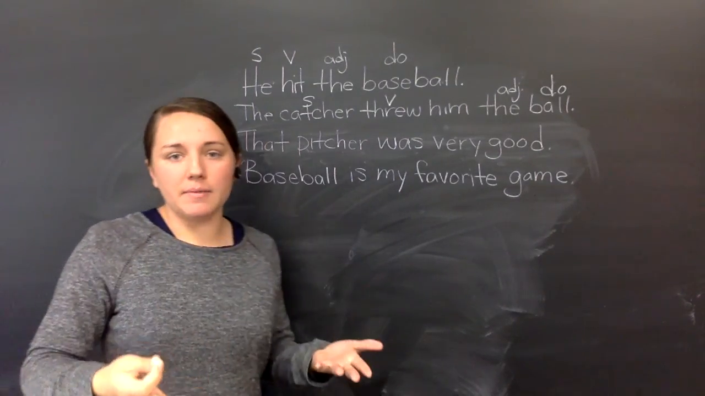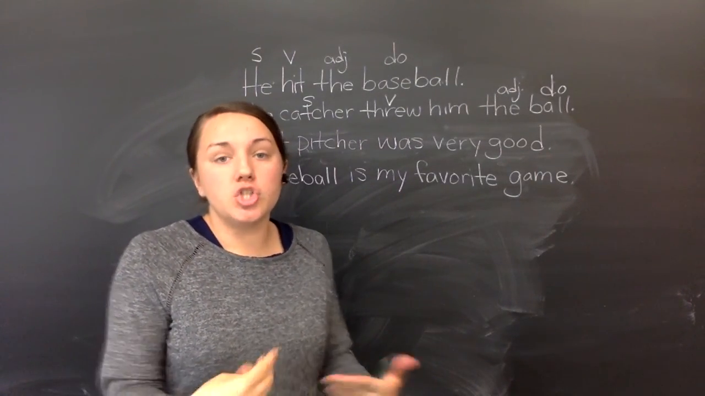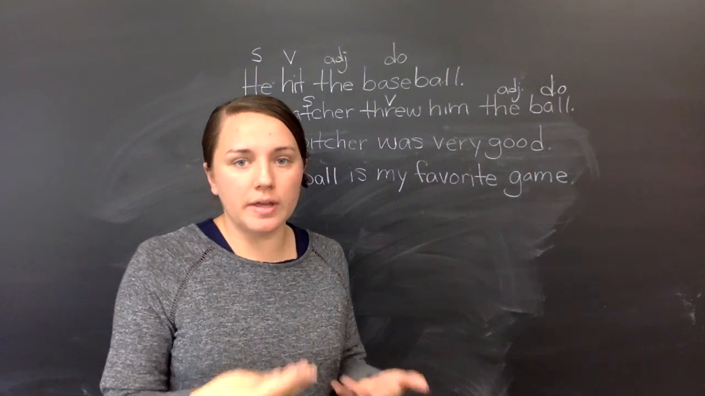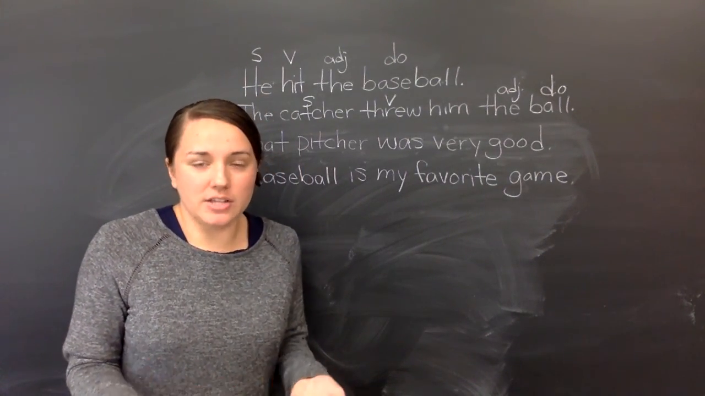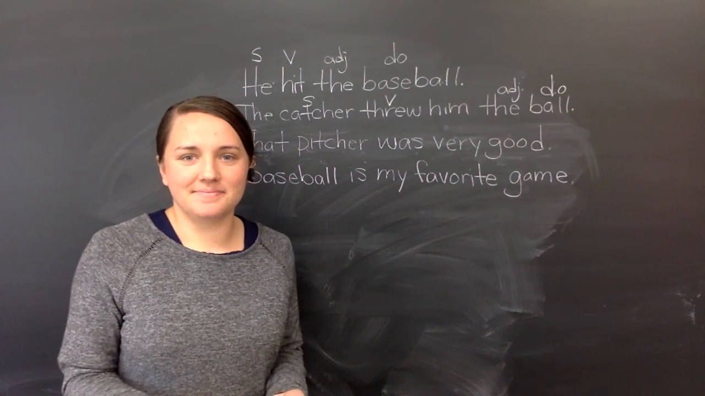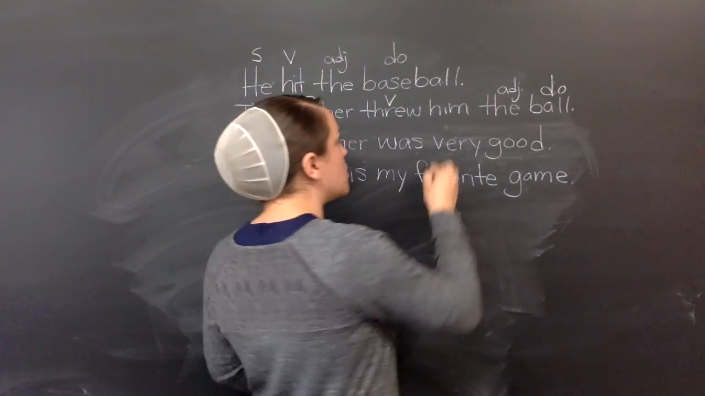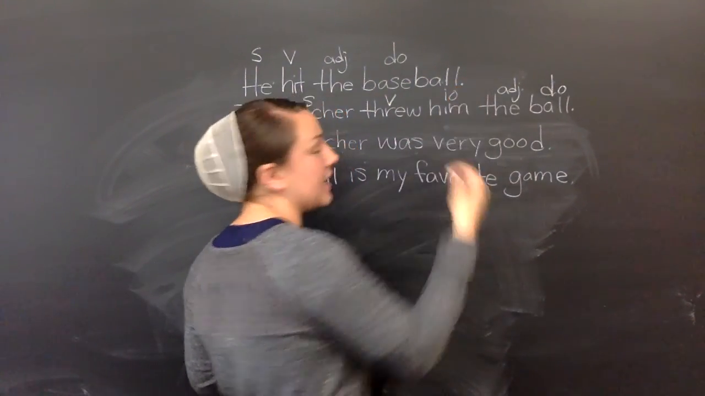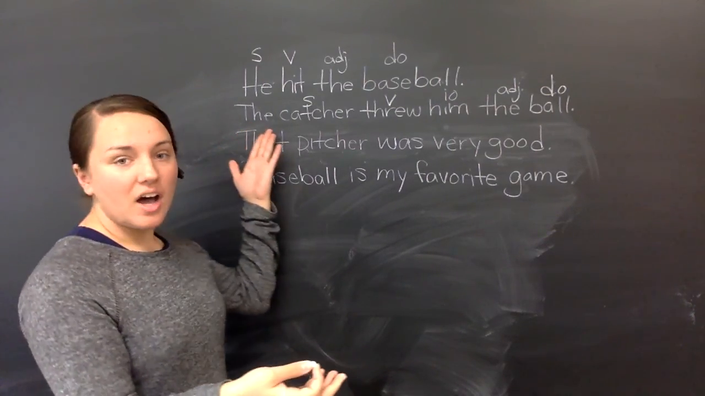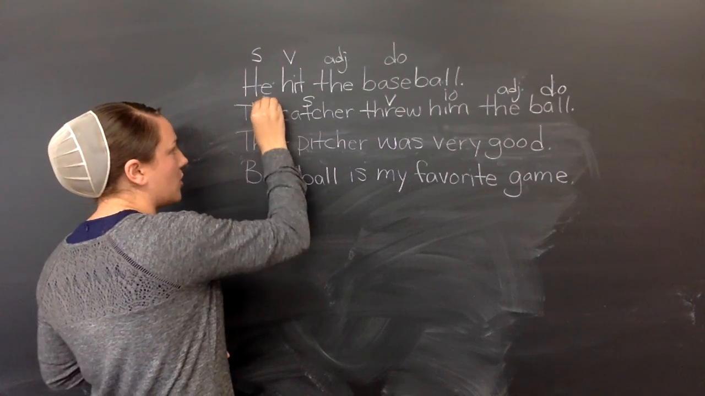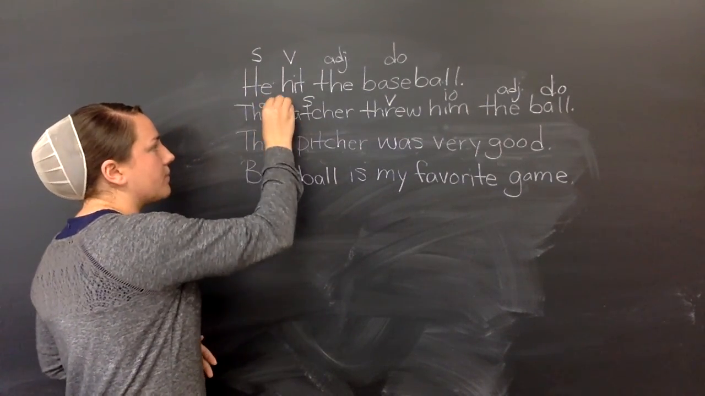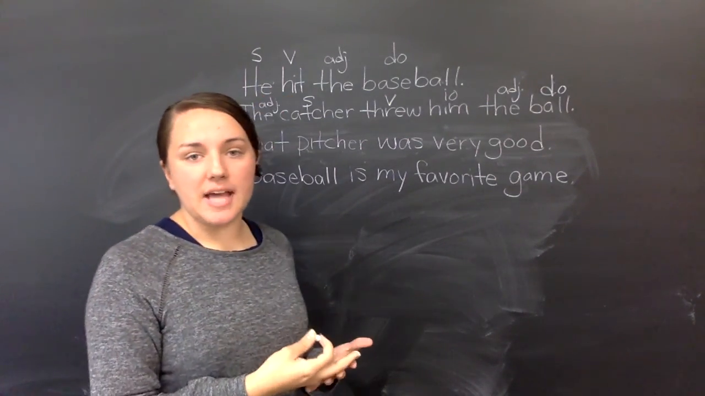Now threw him answers to whom? It's who he threw it to. So what kind of word answers to whom? Indirect object, right? So him is an indirect object. Now the is an article or an adjective describing catcher. So let's just go ahead and write that down there. Okay, now we can get started diagramming.